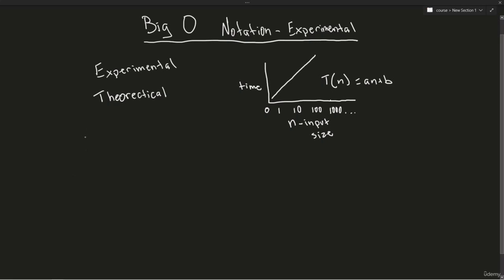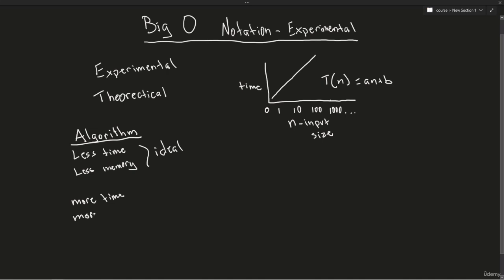So now when we evaluate this, when we're evaluating our algorithm, there's two things that we want. We want less time and less memory. These are ideal for an algorithm, and more time and more memory are not ideal.